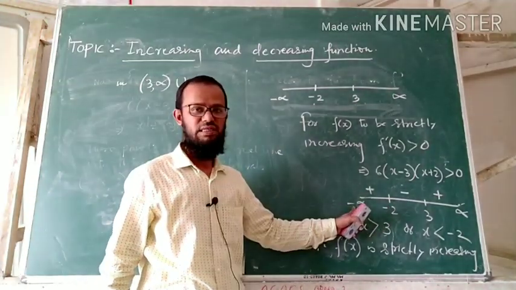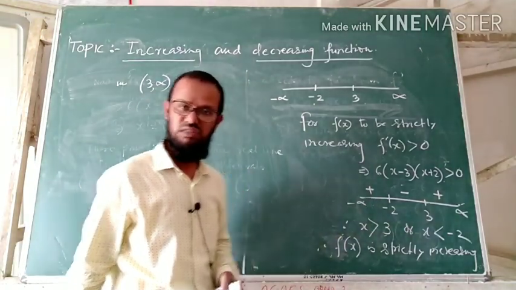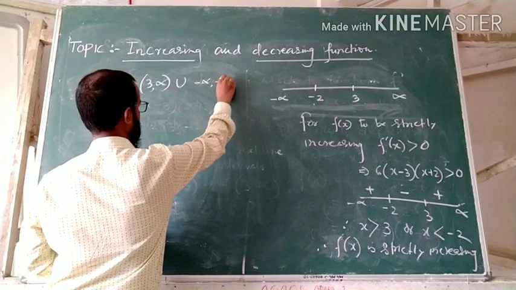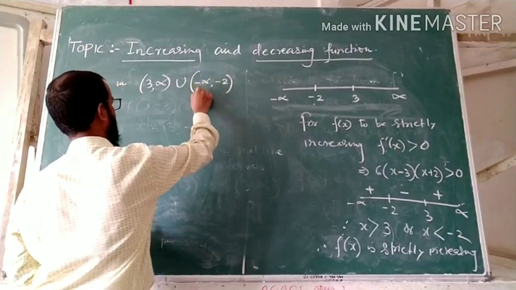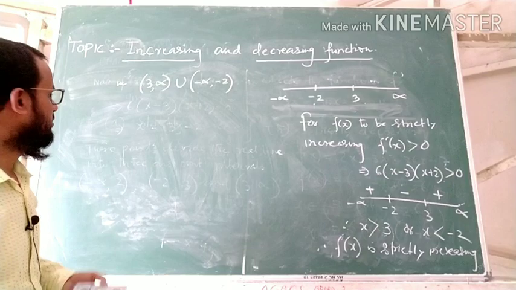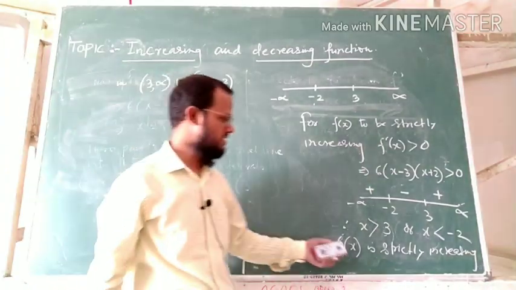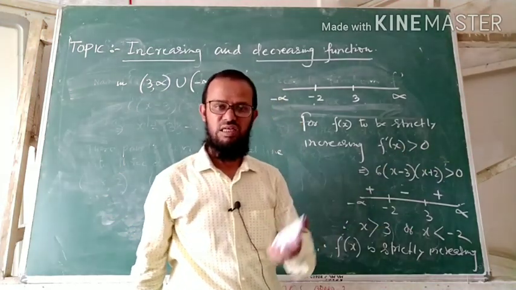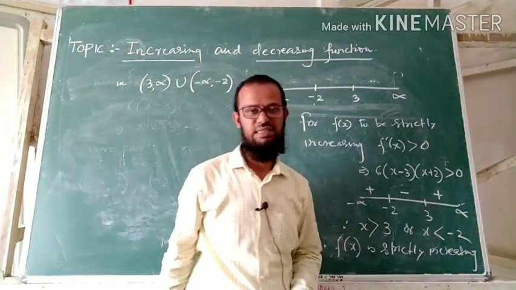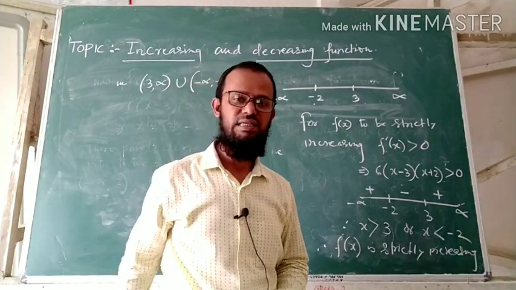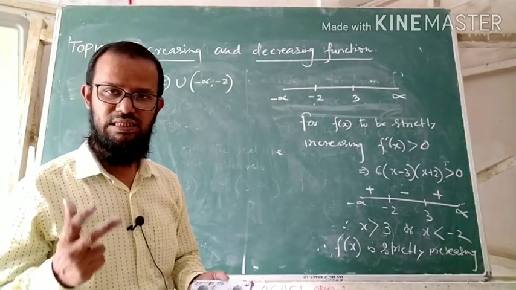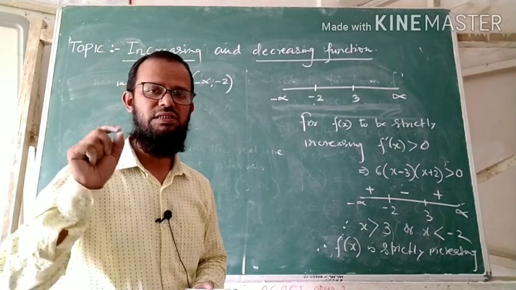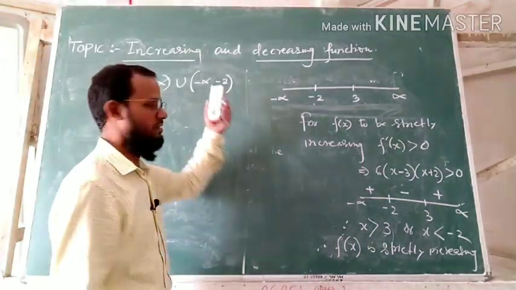Equality is not there, that's why minus 2 is excluded here. Okay, minus infinity to minus 2. This is also open. So finally what we get? Our function f(x) is strictly increasing. The inequality f dash x greater than 0 is satisfied only when x is greater than 3 or x is less than minus 2. And this x greater than 3 or x less than minus 2 represents the intervals where f dash x is greater than 0. That means f(x) is strictly increasing in these intervals.